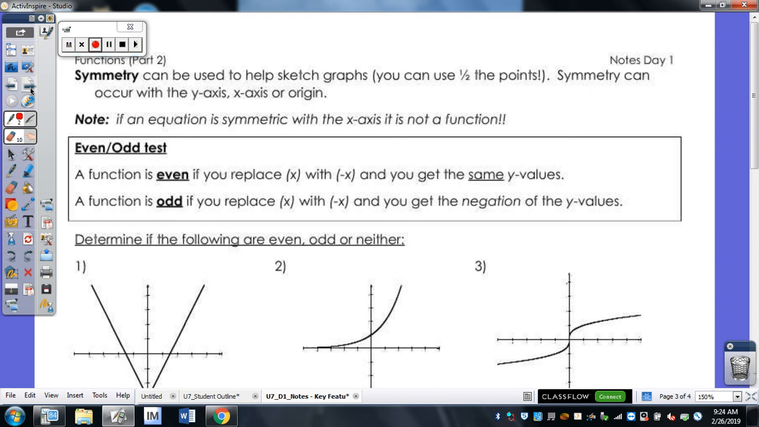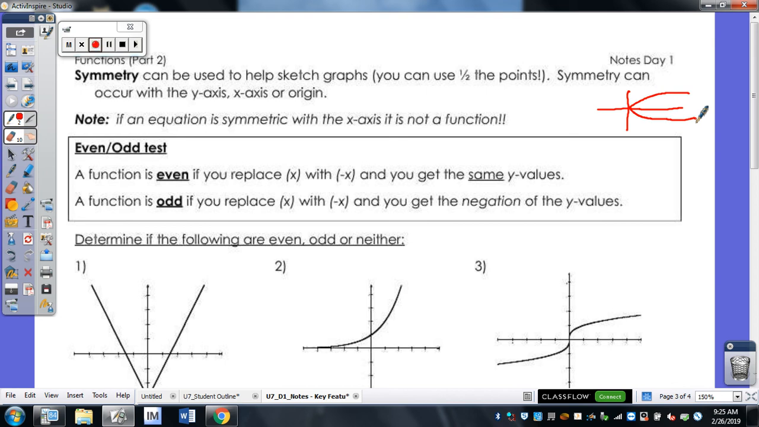If an equation is symmetric with the x-axis, then remember it's not actually a function, because it would look something kind of like this. So it would fail the vertical line test, not actually a function. So if it's symmetric over the x-axis, not a function.